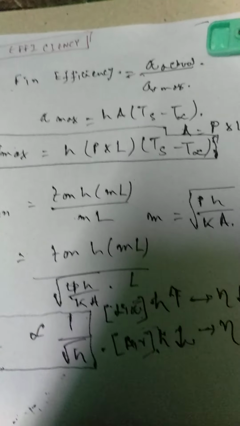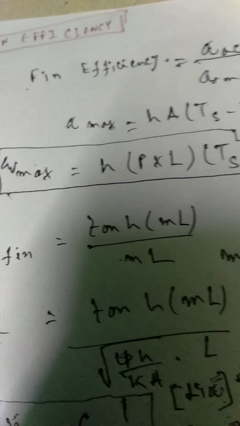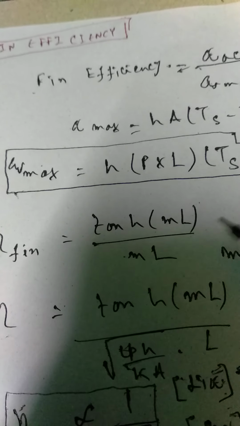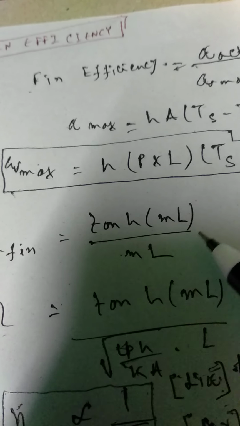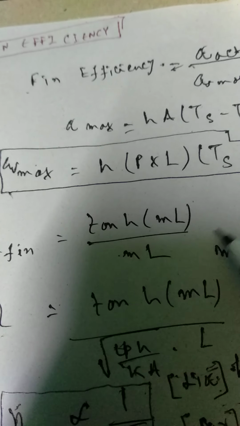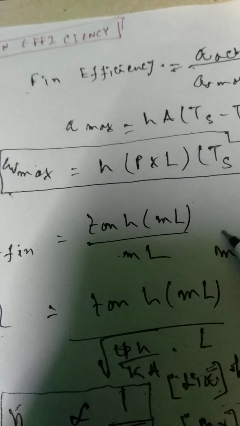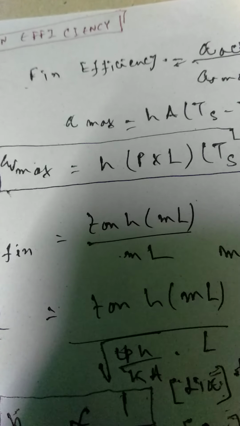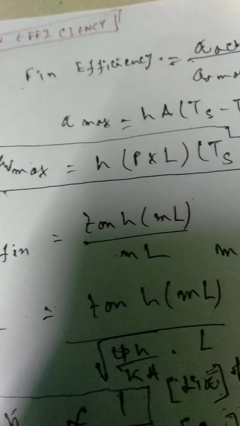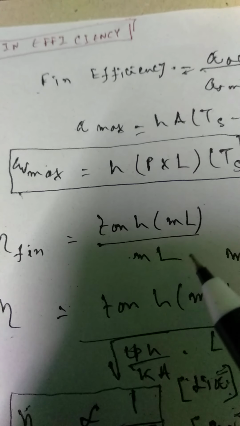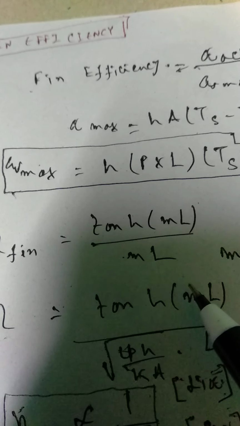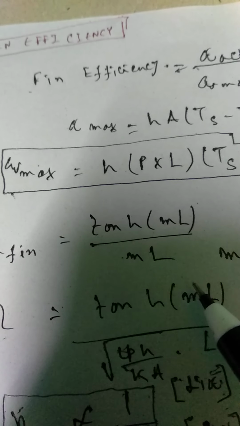This efficiency was for the fin of finite length and which loses heat through the tip by convection. Sorry, this formula for efficiency is for the finite length fin which is insulated at the tip.